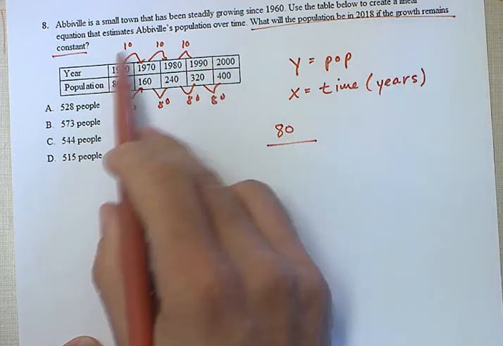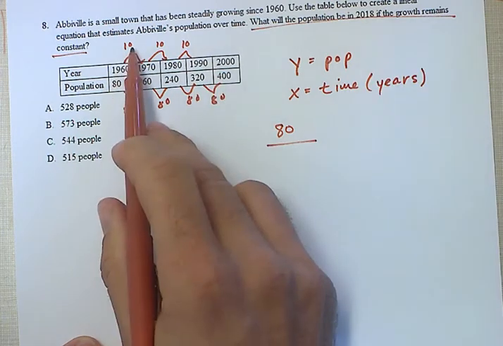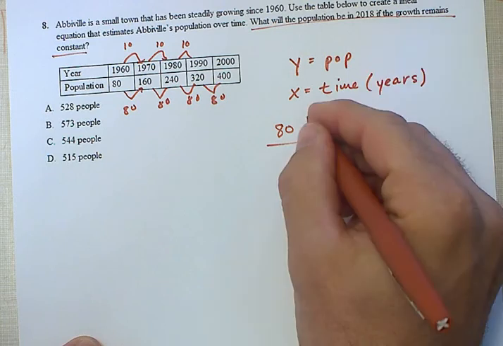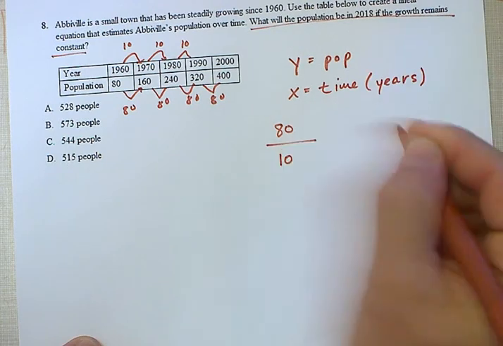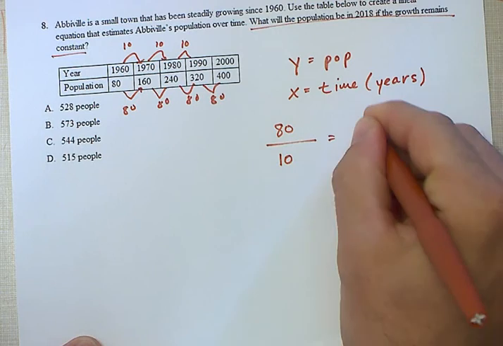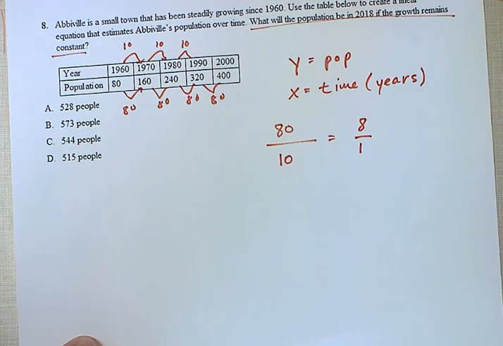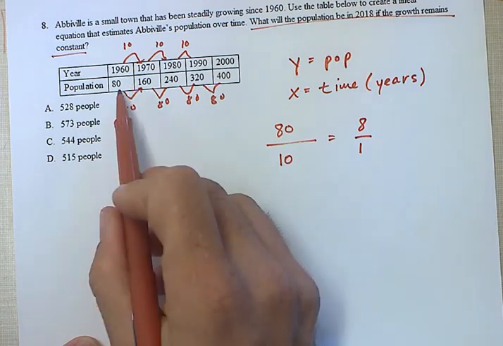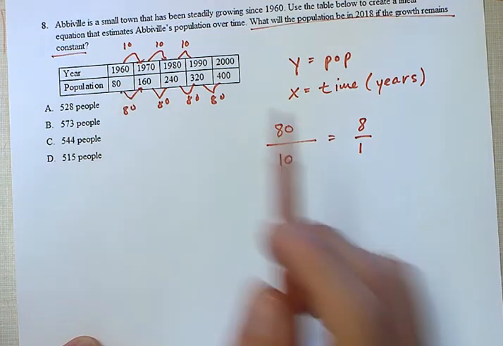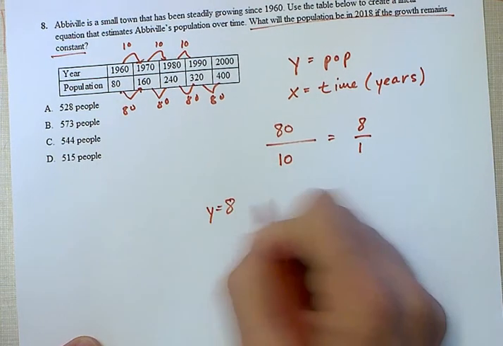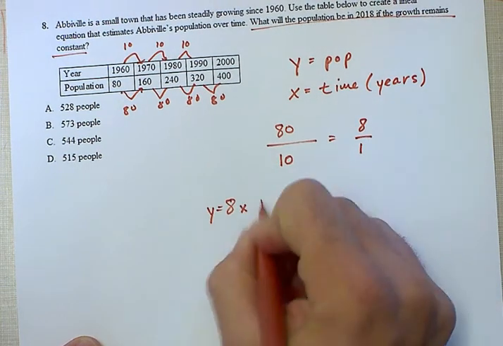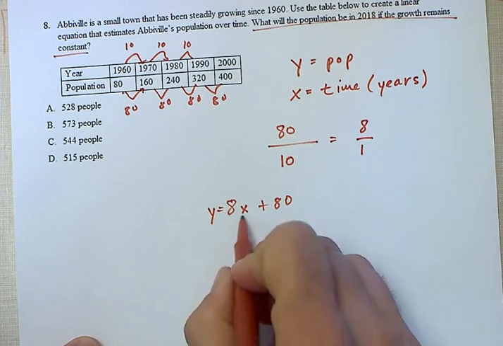Is this in millions? Well, let's say it's changing about 80 people for every 10 years, which means it's changing 8 people per year. Okay. Now, in the original year, it starts at 80. So at year 0, you have 80. So your equation is going to be y is equal to 8x plus 80. Because in year 0, you have a population of 80, and it's going to go up 8 each year.